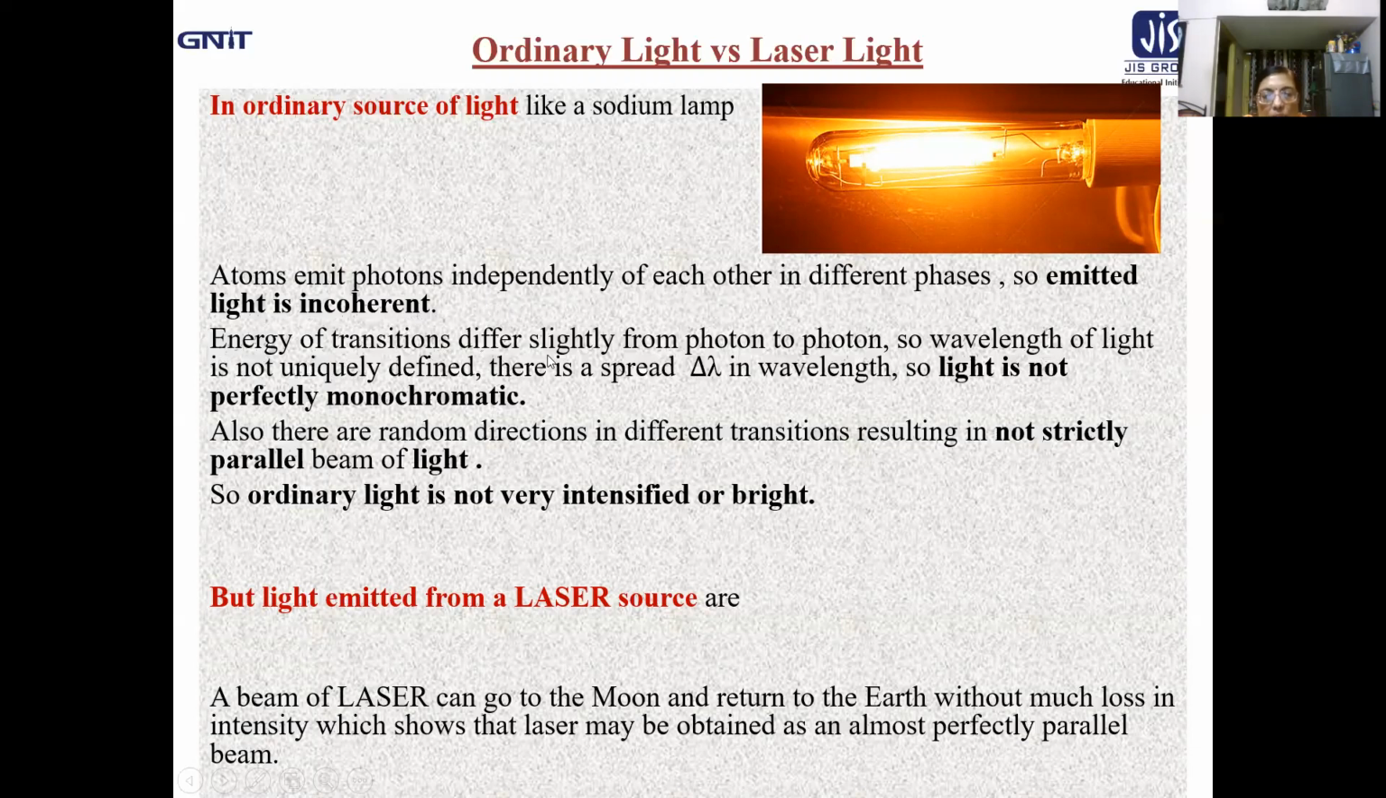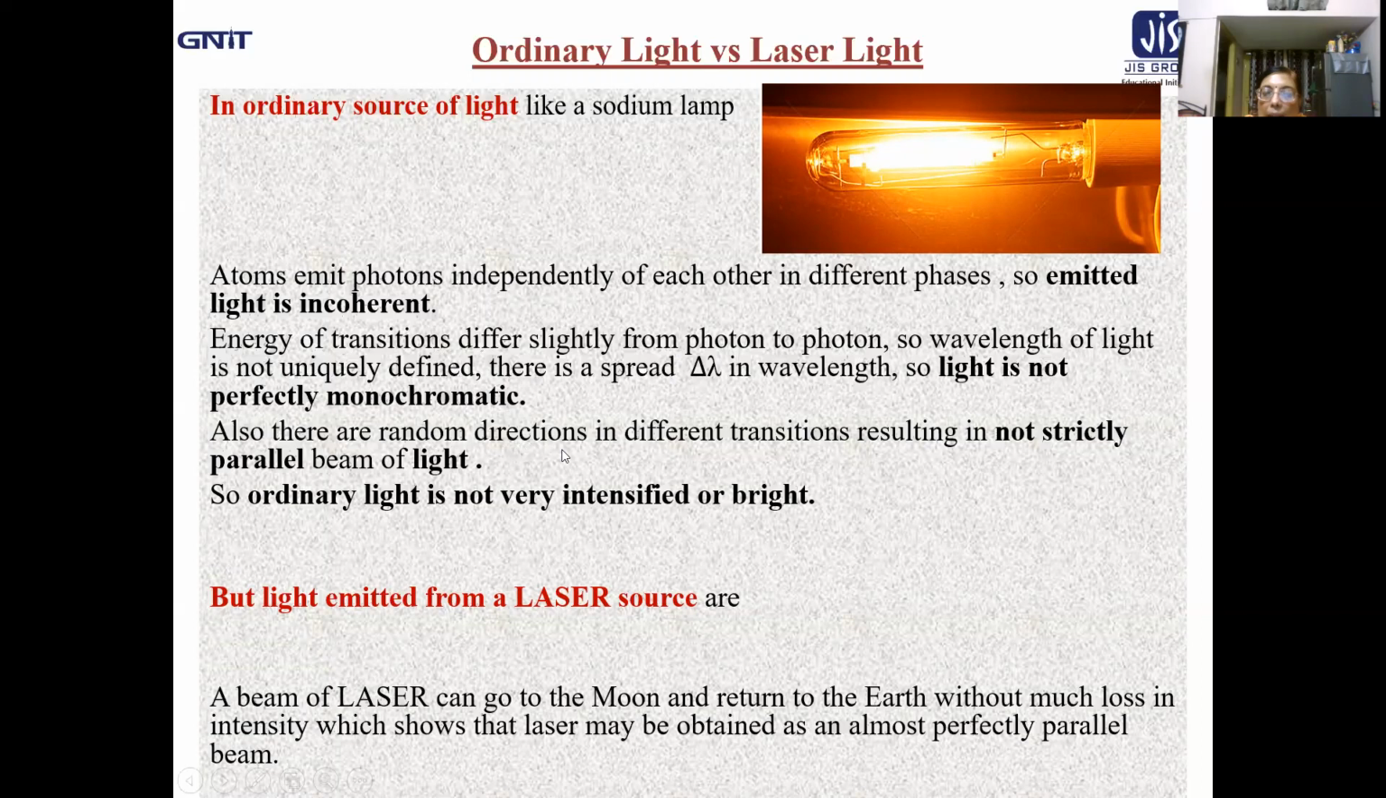The energy of transition differs slightly from photon to photon. So the wavelength of light is not uniquely defined in the case of ordinary light. There is a spread delta lambda in the wavelength. So light is not perfectly monochromatic in the case of ordinary light like a sodium lamp.